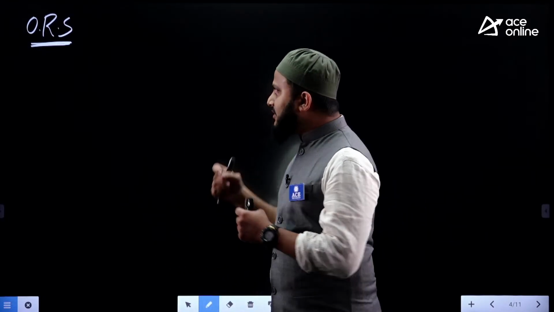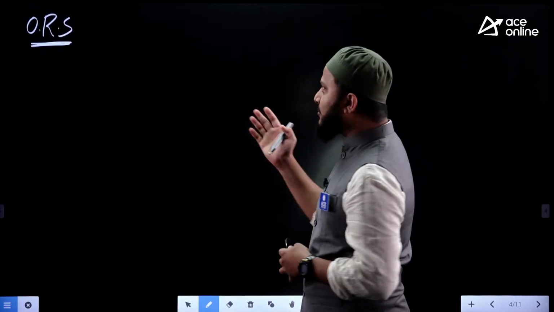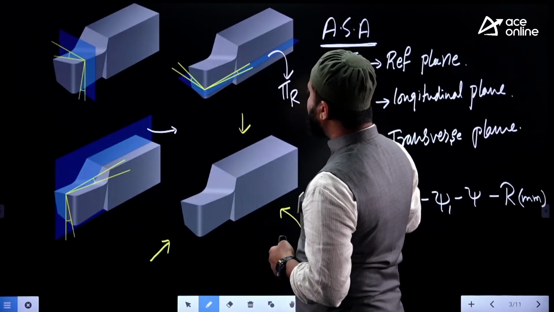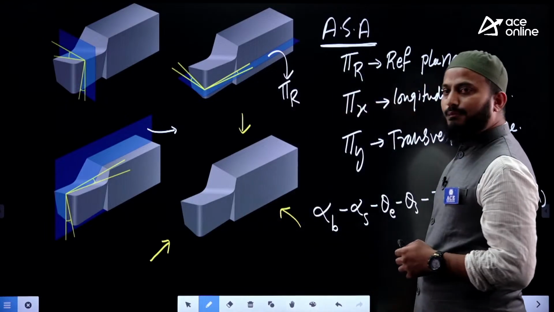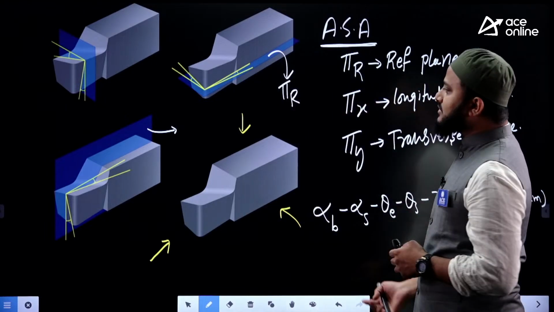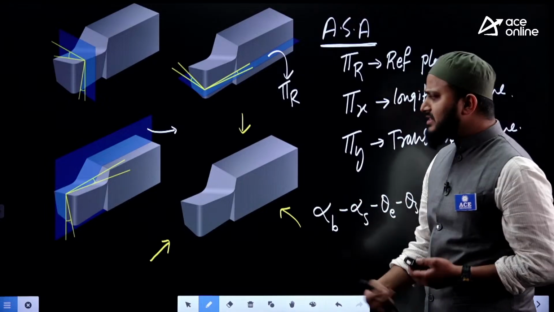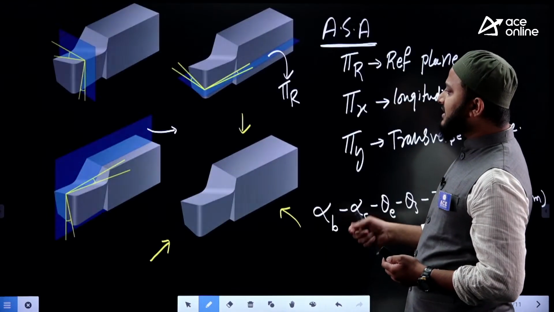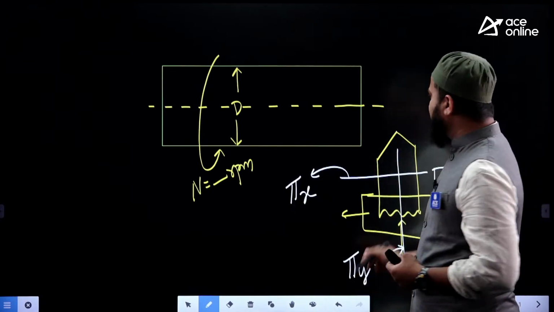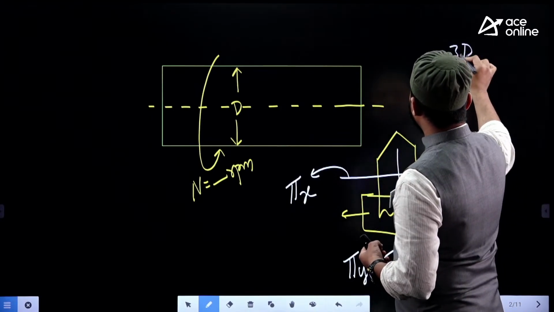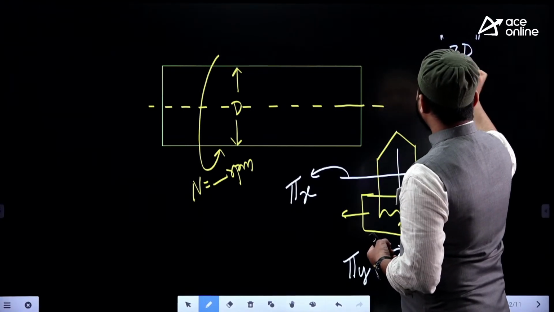For that, we need to study the ORS system in detail. Before the ORS system, we focus on the ASA tool geometry, where we talk about all these angles. But in these angles, no angle is useful, especially on the plane of paper. The reason is simple. When this tool is engaged with a workpiece, the machining which is performed is three-dimensional, or you can also call it oblique machining.